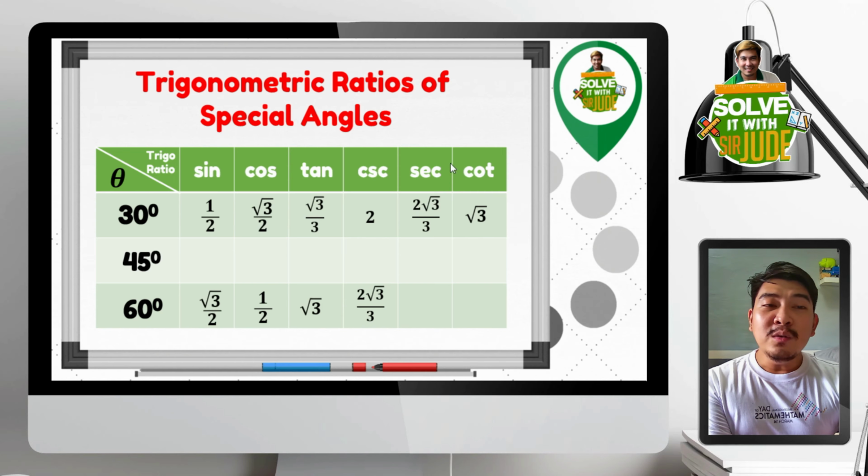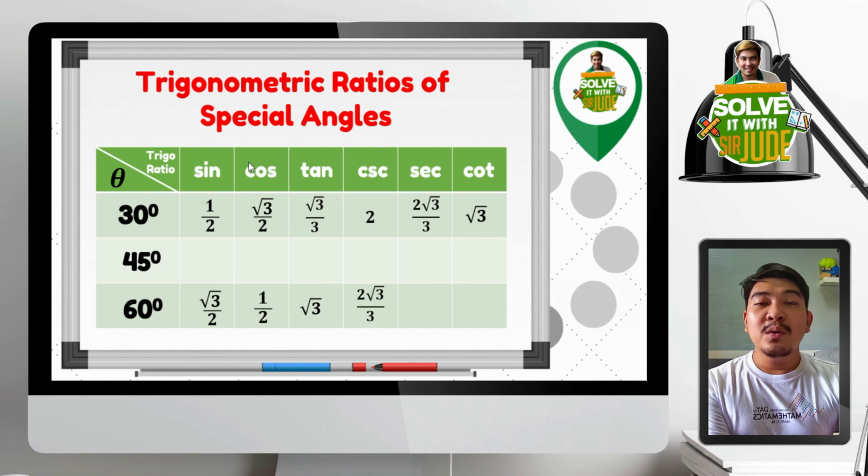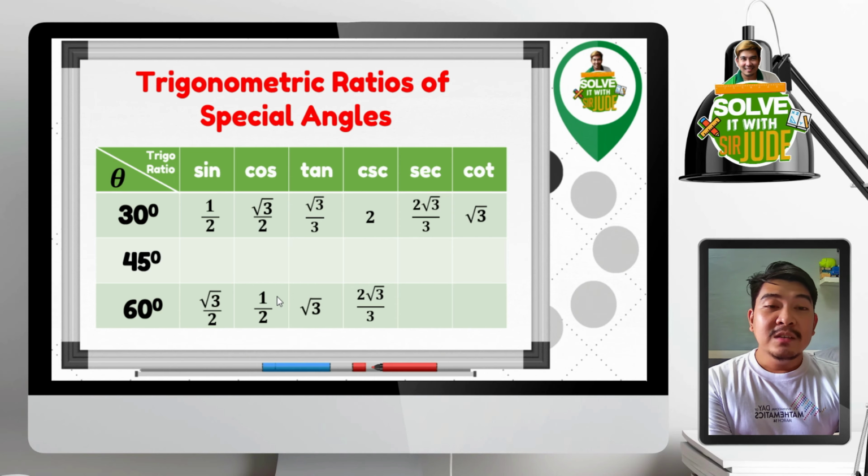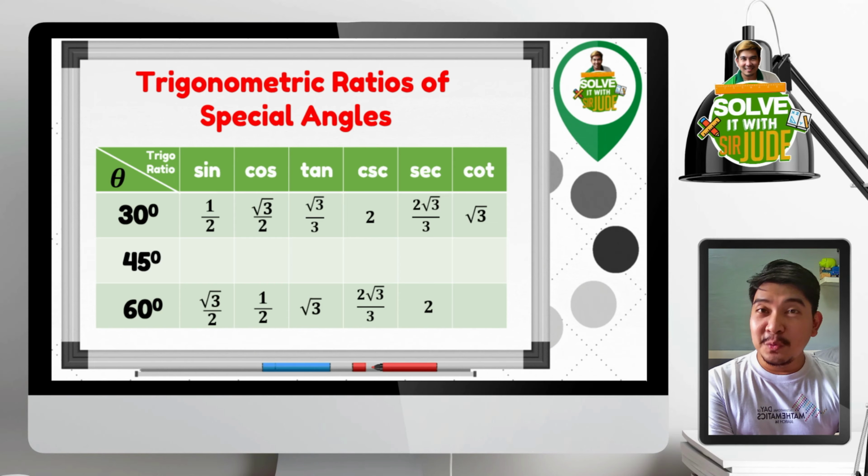And then, we all know that secant is just the reciprocal of cosine. Cosine 60 is 1/2. So to get secant 60, we just need to get the reciprocal of 1/2. So that will be 2 over 1. Or simplifying it further, we have it as 2.